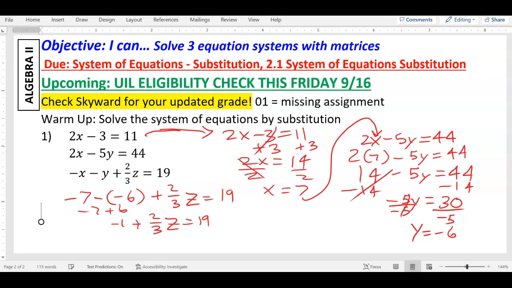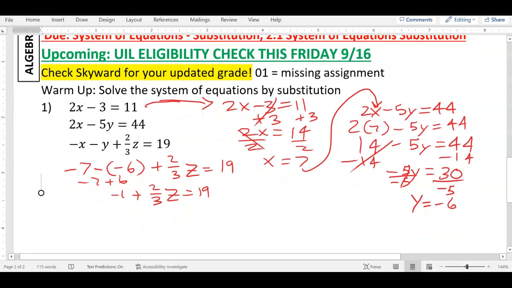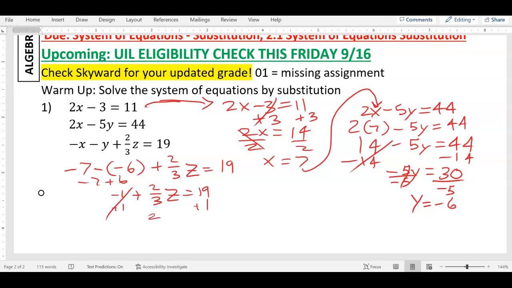What do I do next? Before the 2/3, what do I get rid of? Get rid of that loner negative 1. What's the opposite? Plus 1, plus 1. So I bring down 2/3 z, and 19 plus 1 is 20.